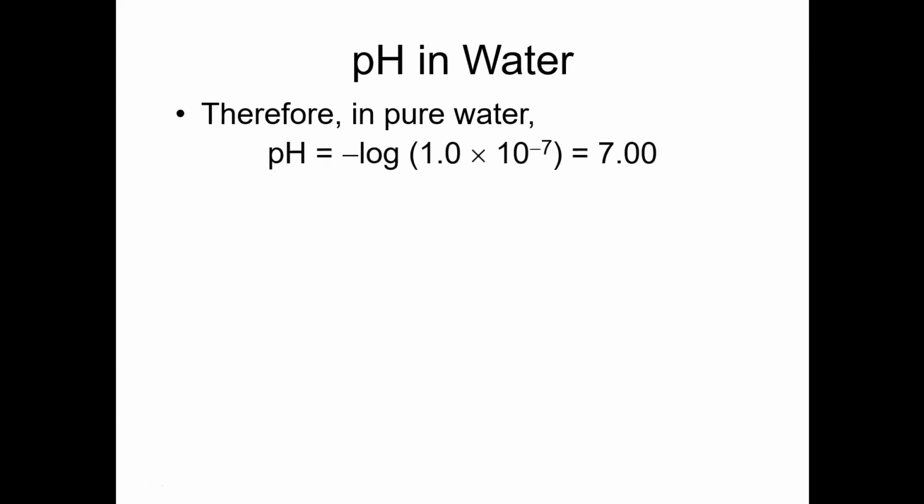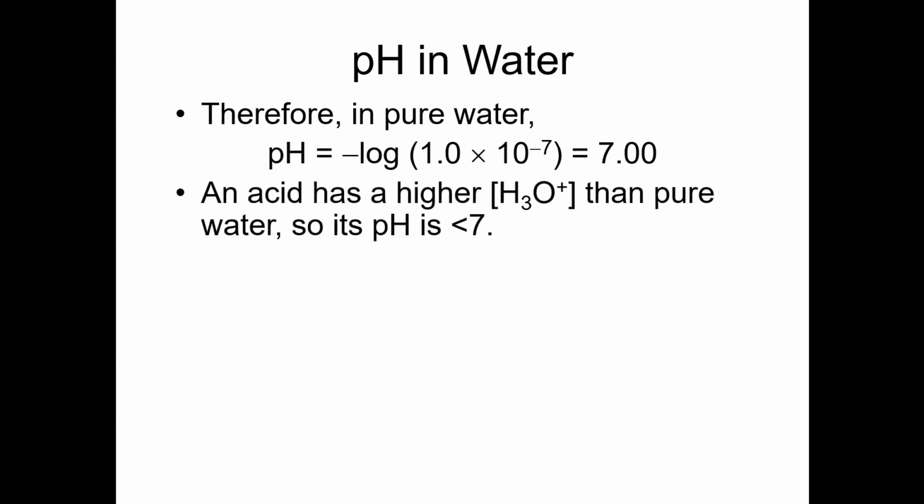And so if you're wondering why it is that 7 has been defined as the pH of a neutral solution, that's because in a neutral solution, the H plus concentration is equal to the OH minus concentration. Therefore, H plus squared is equal to 10 to the minus 14th. Therefore, H plus is equal to 10 to the minus 7. Therefore, the pH is equal to 7.